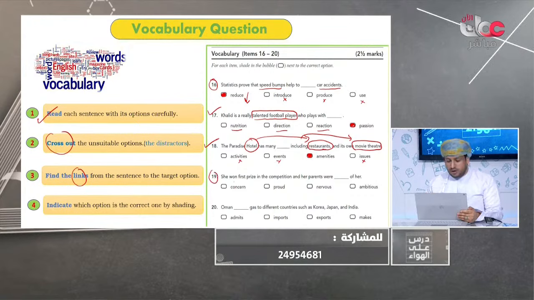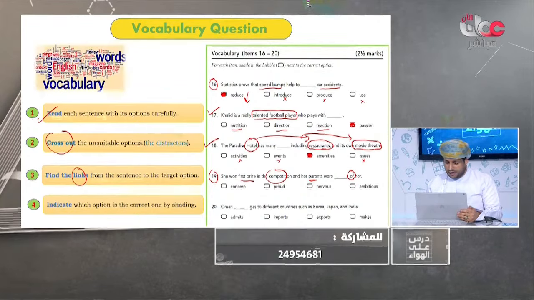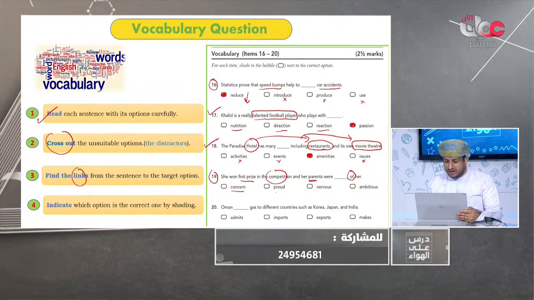Number 19, she won the first prize in the competition, and her parents, if I win, my parents will be what? Proud. So you have to go to the preposition here, of. Is it concern of? Not concern. Proud, yes. So I will be proud if my son, for example, won the first prize. So the correct answer will be proud of. For example, make me proud of you tomorrow. If you answer all these questions, I will be proud of you if you get the full mark in English.